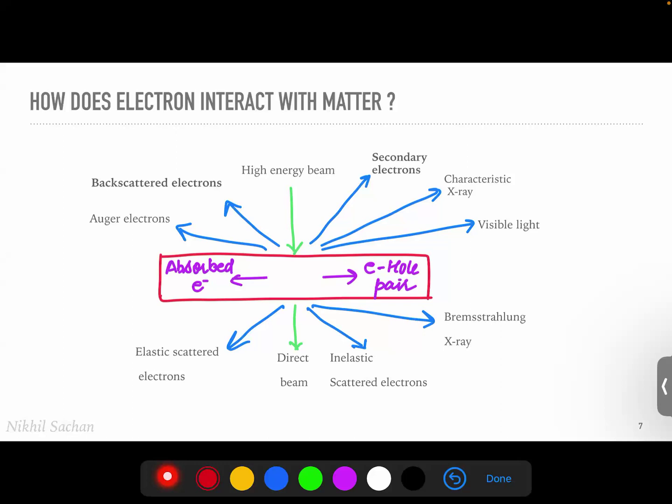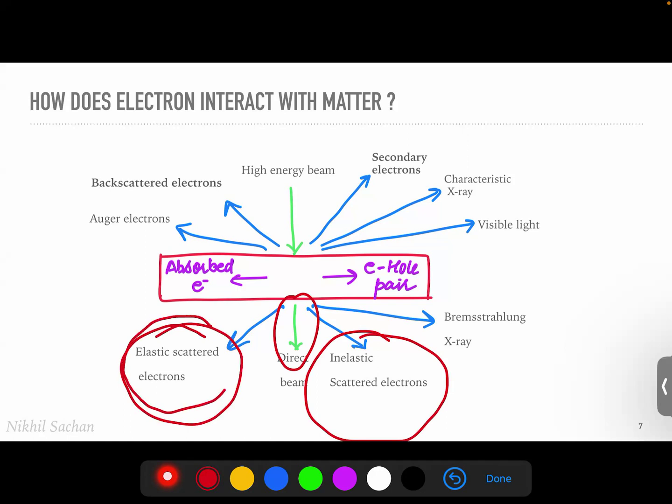If we see the transmitted light, the partial green light, this one, which is coming out of the sample, it is a direct beam. Maybe it's having some deflection only, or maybe it has lost some energy. This is the inelastic scattered electrons and elastic scattered electrons. So elastic scattered electrons are very useful in transmission electron microscopy.